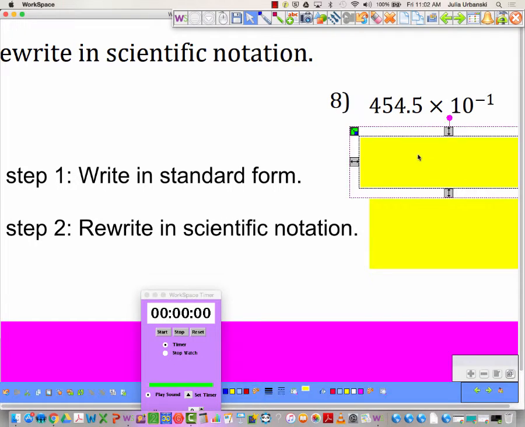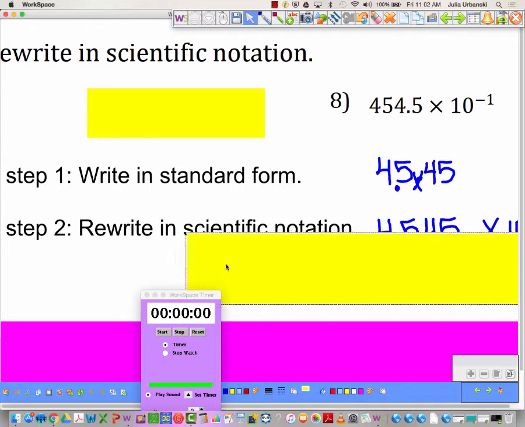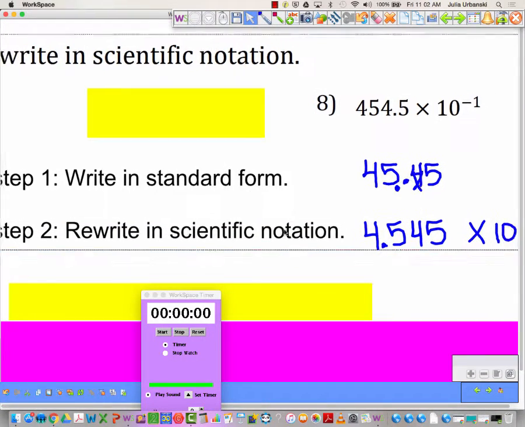Alright, number 8. Did you get 45.45? Now, scientific notation means that this is gone and your decimal moves here. So is that positive 1 or negative 1? That's a positive 1. Okay, 10 to the positive 1.